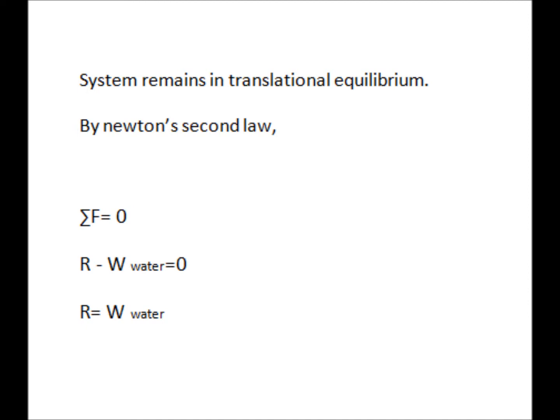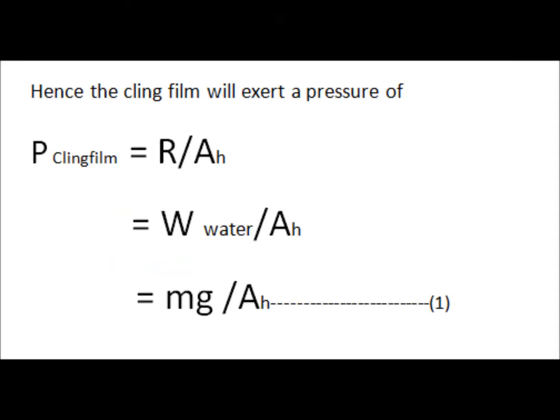The reaction force exerted by the cling film on the water minus the weight of the water will be equal to zero as well. Rearranging the equation, we know the reaction force exerted by the cling film on the water will be equal to the weight of the water. Now we know that the cling film exerts a reaction force upwards. Hence, the reaction force upwards exerted by the cling film will be exerted over a surface area. The surface area will be the area of the hole.